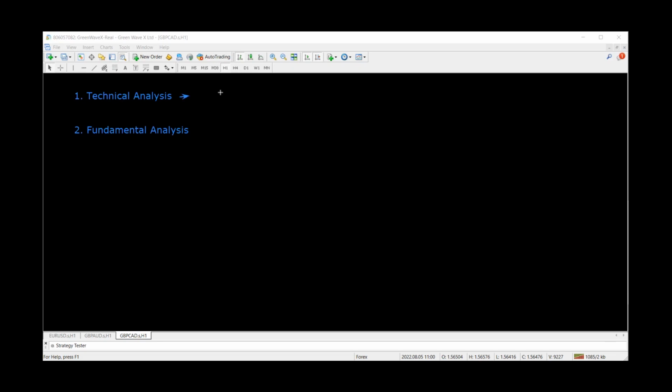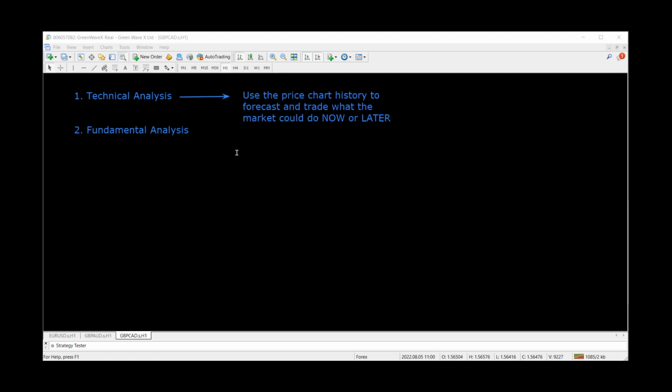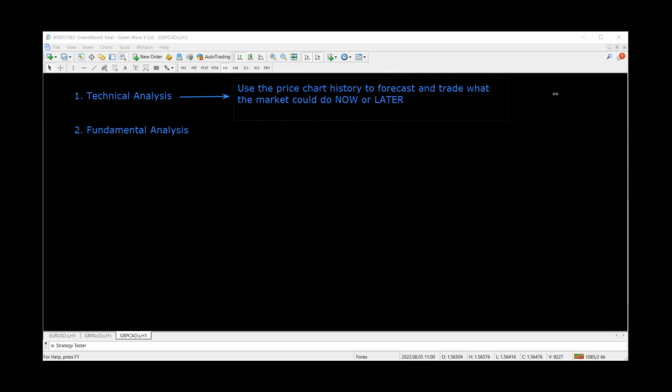Now, this one has to do with using price history, the price chart history, to forecast and trade what the market will do now or later. Okay, that's just a simple way I could put it. I don't want to use definitions for us. I just want to use something simple and clear that we can deal with.